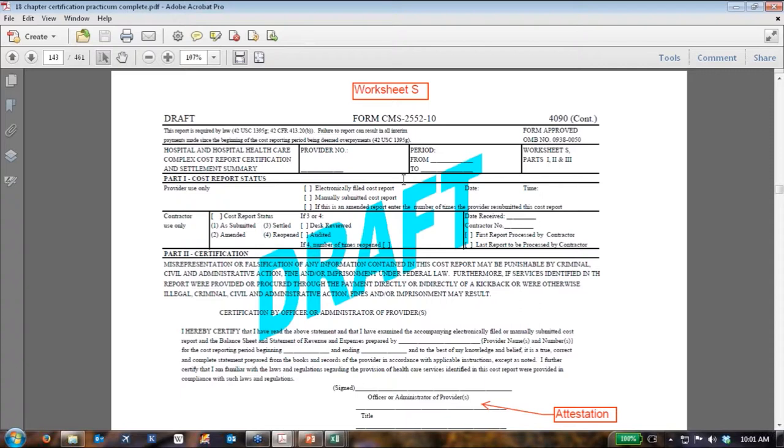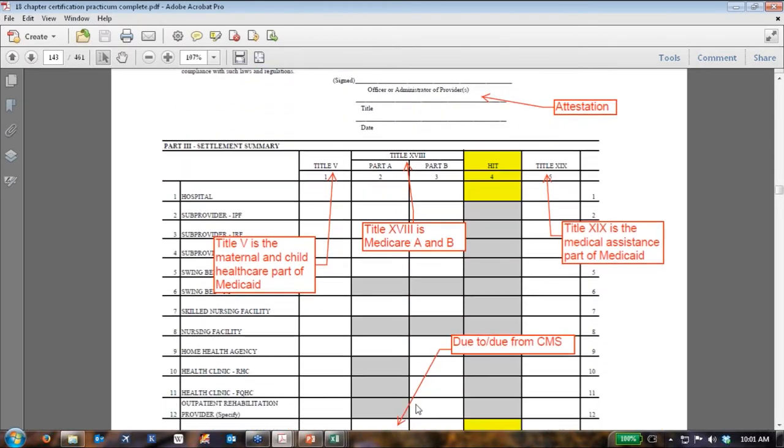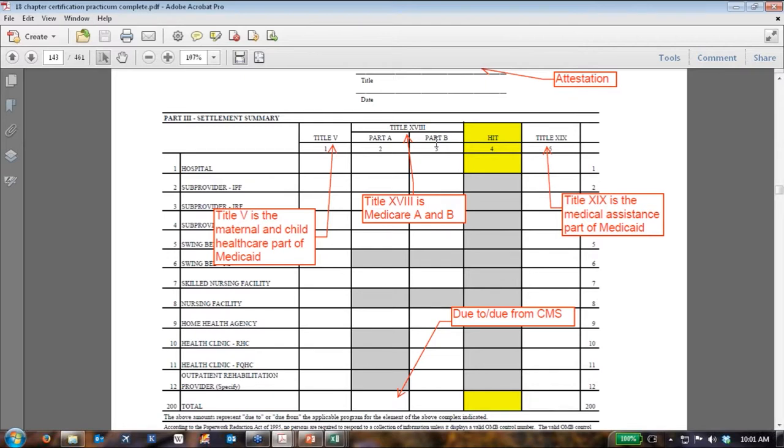So the top sheet, the main and most important page, is this one. It's the top sheet that has the attestation signature of the person signing for the provider. It has columns at the bottom for the different Social Security programs that we're concerned with: Title 5, Title 18, which is Medicare A and B, Title 19, which is Medicaid, and then a new column, in a different shade and color here, for meaningful use. This was added in 2009, in one of the first things that President Obama did, when he signed a law that encouraged hospitals to put their medical records online. And so a column was added for HIT for that law.